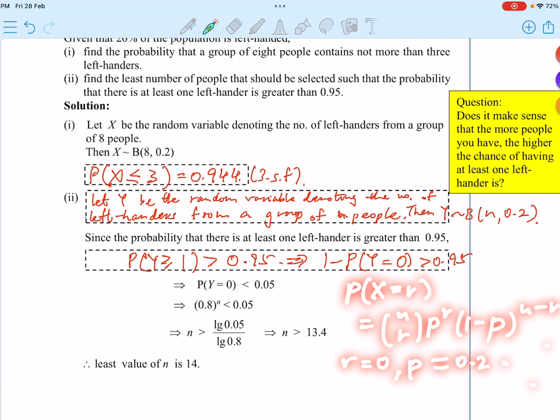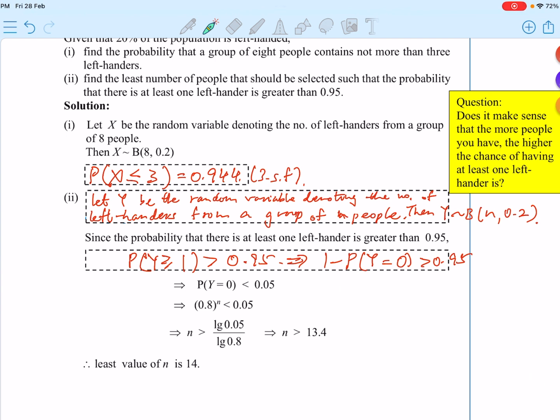In this case, you sub in the value of r is 0. This term here will be 1. This term here is 1. Then 1 minus p is 1 minus 0.2, followed by n minus r. Your n here is n, the r here is 0, it gives you n. So this expression here will give you 0.8 power n. Then you solve as per normal.